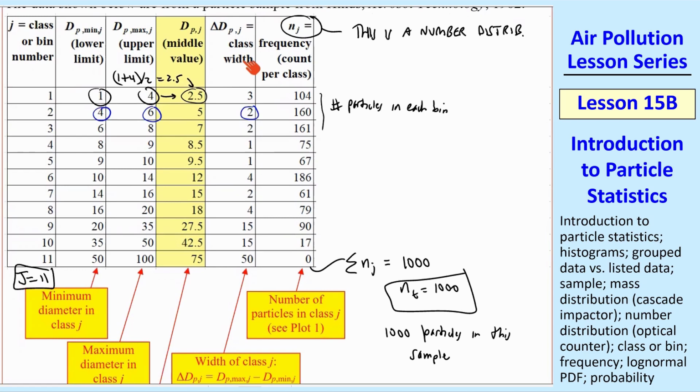Notice that this class width, or bin width, is not constant. 3, 2, 2, 1, 1, 4. It bounces all over the place. Typically, when you get to the larger particles, we have a bigger range. This last one is a range of 50, but there's no particles there. So all these particles were less than 50 microns. But those last 2 bins are 15 microns wide.